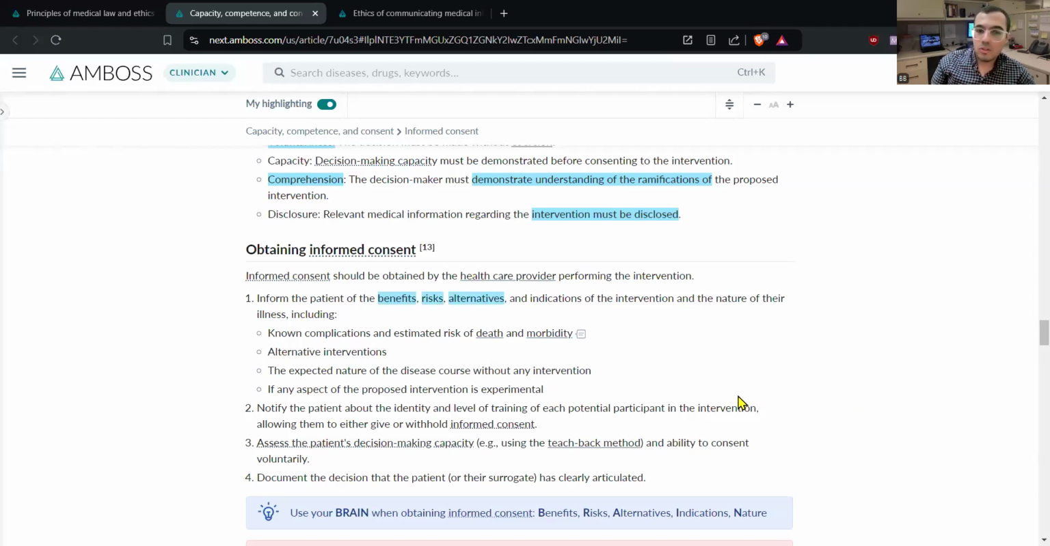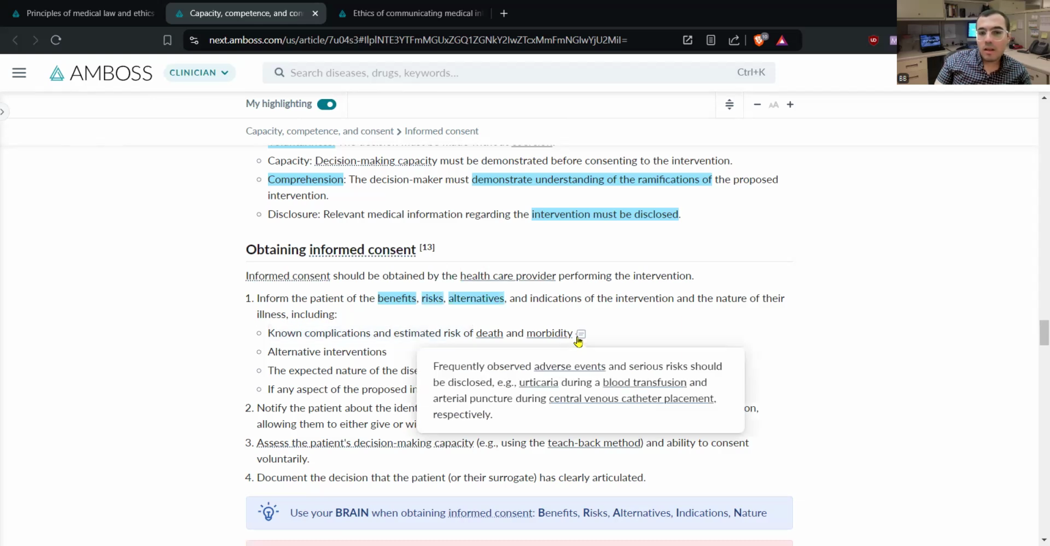What else should the physician do? The alternative. The patient should know the alternative to this procedure, okay? This is very important. Alternatives is the most important one, including known complications and estimated risk, like it may lead to death and morbidity or major bleeding inside the operation.